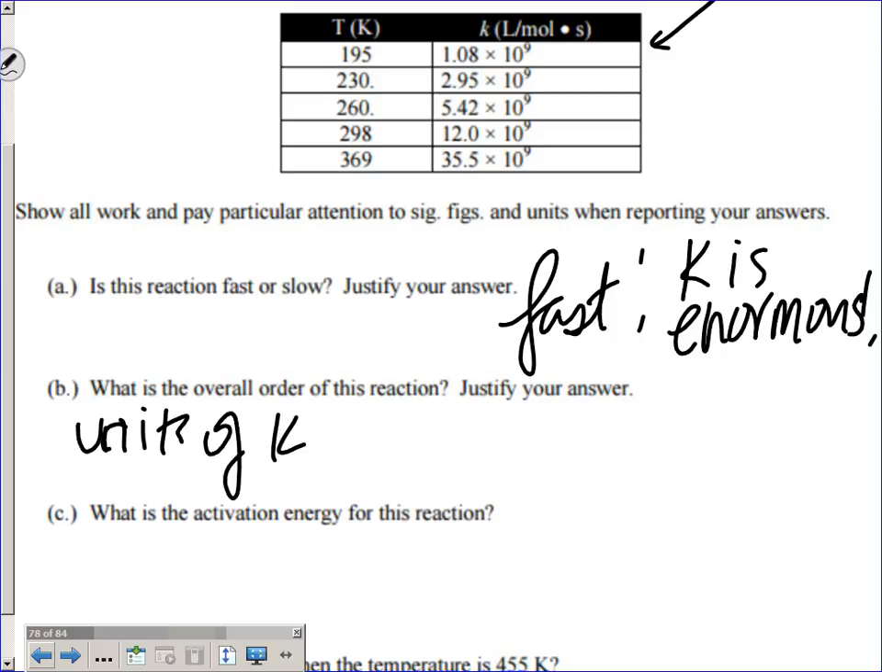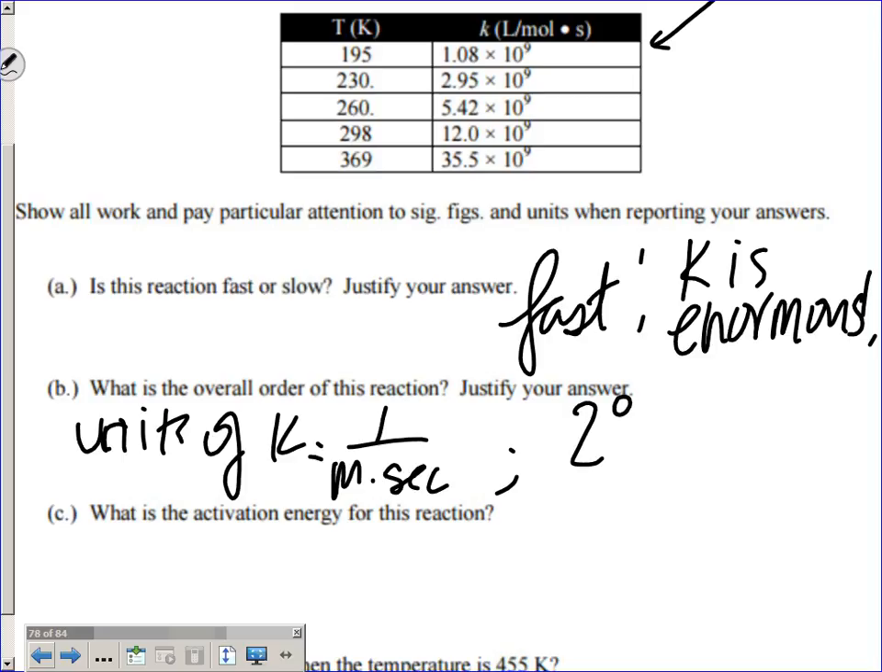Say again? Per mole second? Or molar second, right? So liters per mole second is molars in the denominator, right? Okay, so if that's in the denominator, what is the order? You were right. It would be second. It would be second. Why would it be second? Because I kind of know how to explain it. It's hard to explain. You're right.